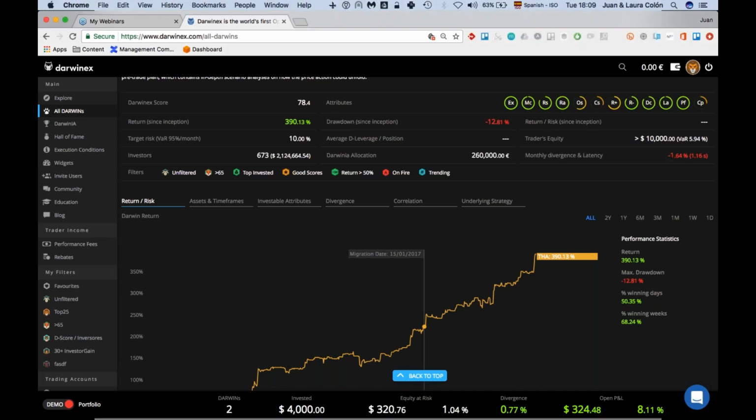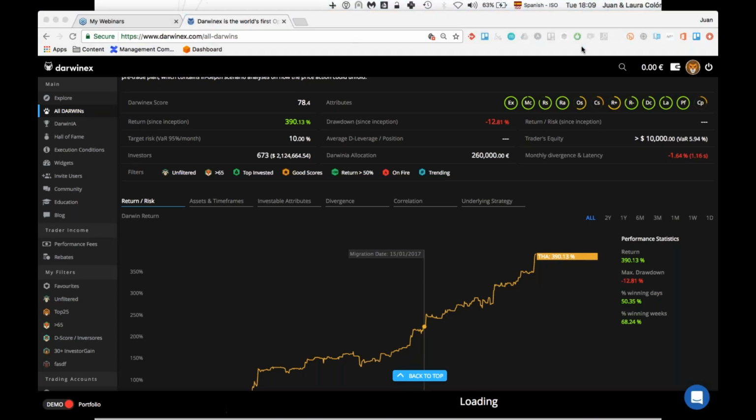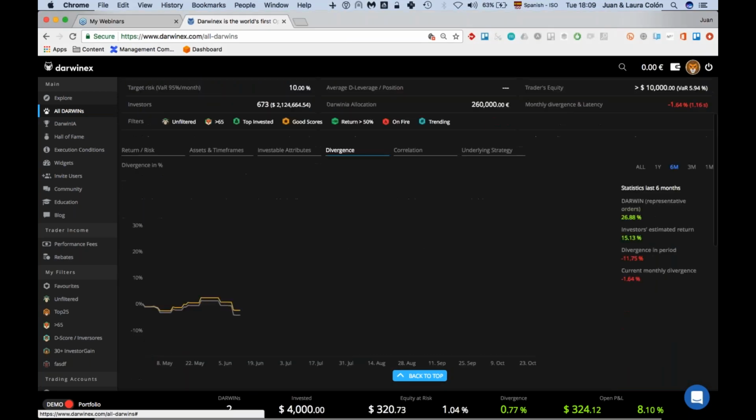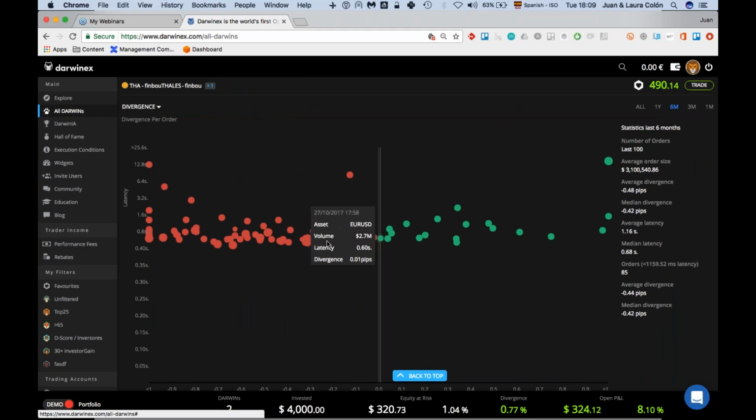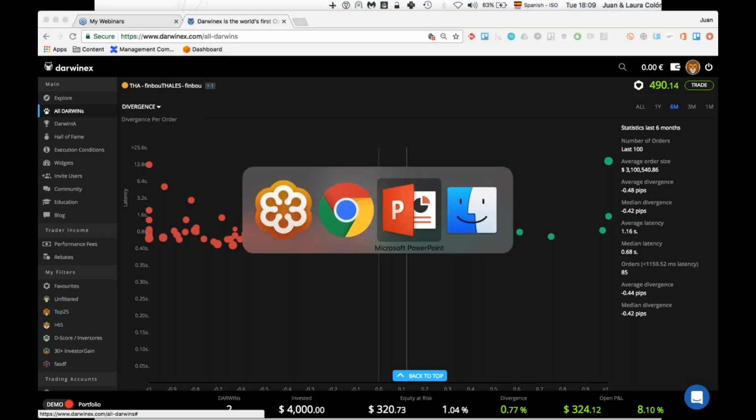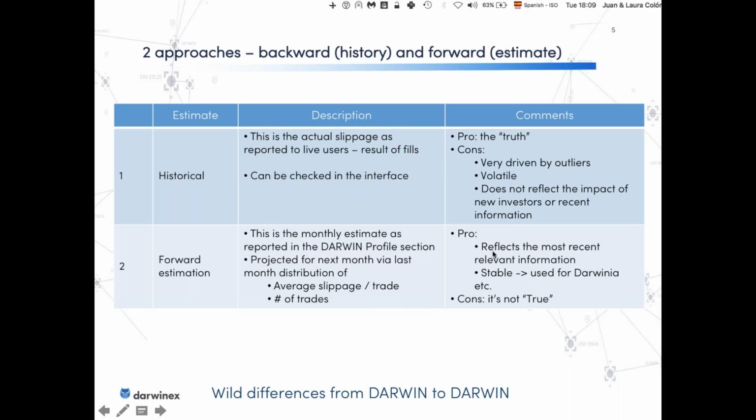Now I'll explain how we do that. As I've mentioned, we have an algorithm that calculates in real time on the basis of the trades that were done in the last month. On the basis of the divergence that a given Darwin has experienced in the last month, it does a forward-looking estimation of how much divergence we expect for the next month, assuming that the trade patterns that were valid this month apply in the future. The benefit of this estimate is that it reflects the most recent information because it's based on last month's worth of activity. It's a lot more stable, and this is the reason the one we use to exclude a trader from, say, Darwinia is this estimated measure of divergence, not the actual historical one. The con of it is that it is not true.